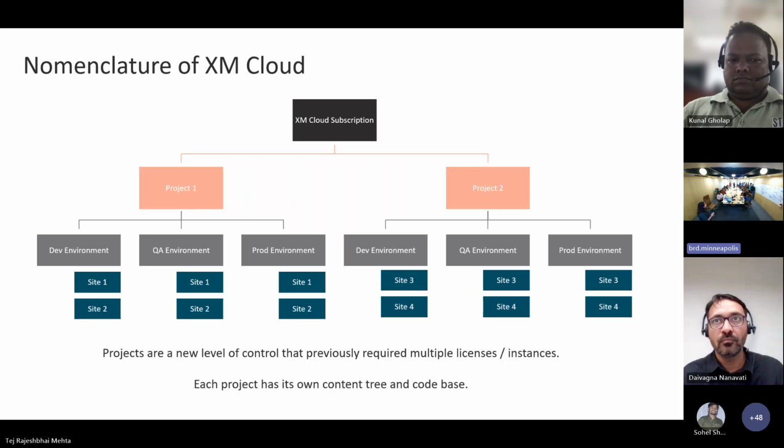There is a very easy process to create a new environment. So each project will have 3 environments. We have a limitation of 3 environments in XM Cloud. You will have 2 non-prod environments and 1 production environment. And you will have a number of sites in each environment. So this is the architecture.